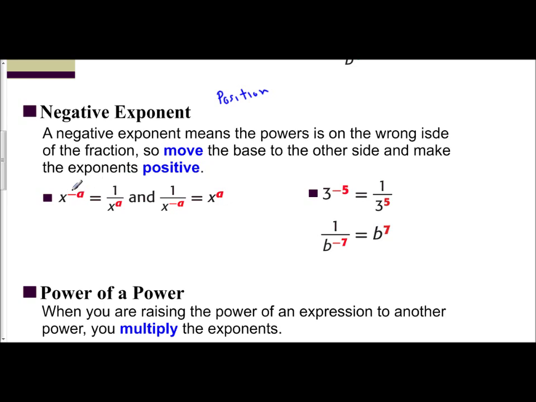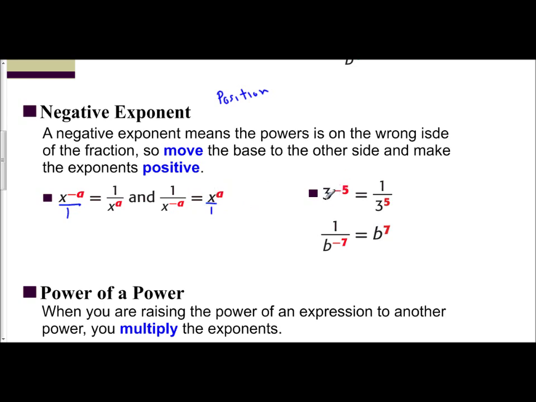So if I just have x to the negative a, really that's x to the negative a over 1. Like every expression, if there are no fractions, it's really over 1. And so that negative tells me that it's on the wrong side of the fraction. So I'm going to move it to the other side and make the exponent positive. The same goes for 1 over x to the negative a. That tells me it's on the wrong side of the fraction. So I can move it to the other side, which makes it a positive.